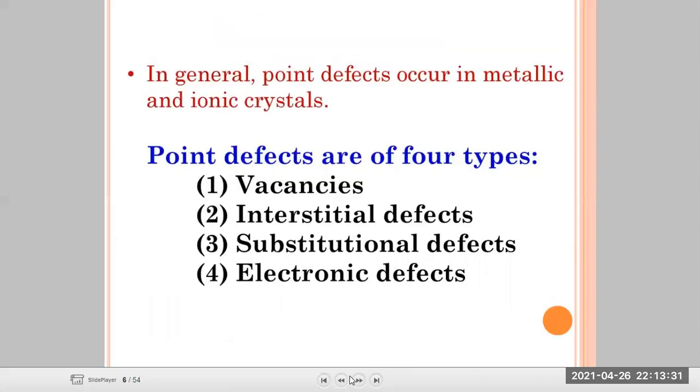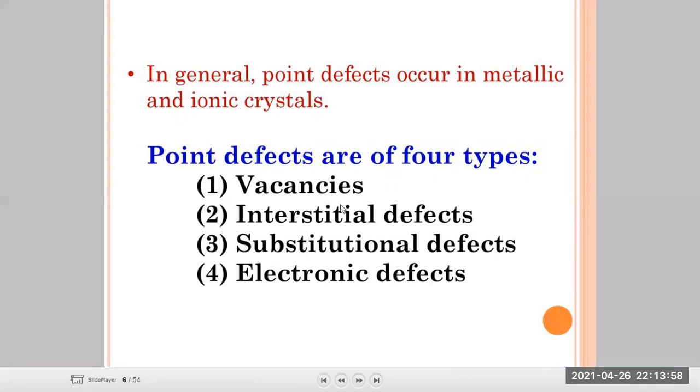So there are four types of point defects. At a particular point only, there will be some deviation in the atoms. So how does this deviation in the atoms occur? There are four different methods by means of which the atoms go missing inside the crystal, right? So what are those four different types?